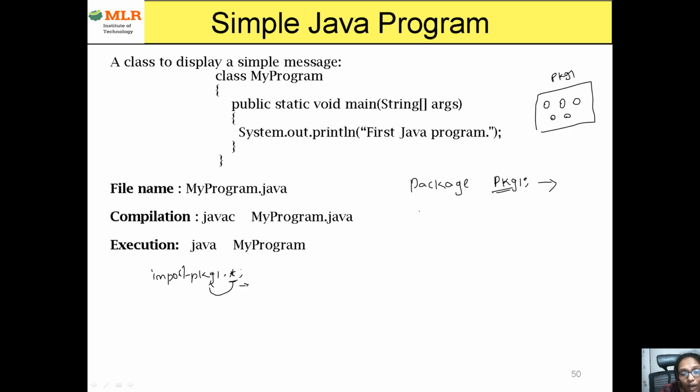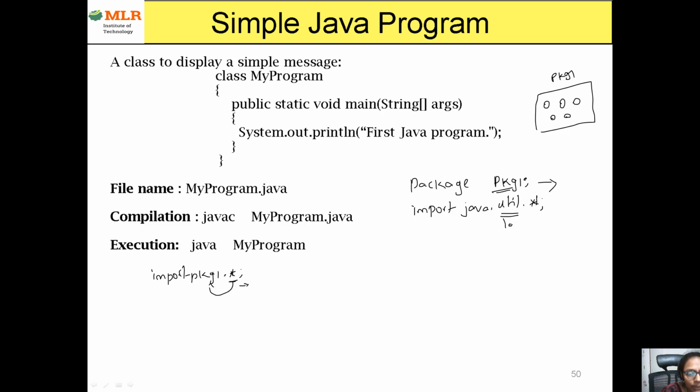After this, if you have any import statement for your program, for example if you are using the scanner class, you need to import the util package. If you are using any data input stream or file input stream, then you need to import the IO package. So like this, the next statement will be the import statement. If you are using any predefined packages, you need to import them. We have so many packages, we will discuss that later.